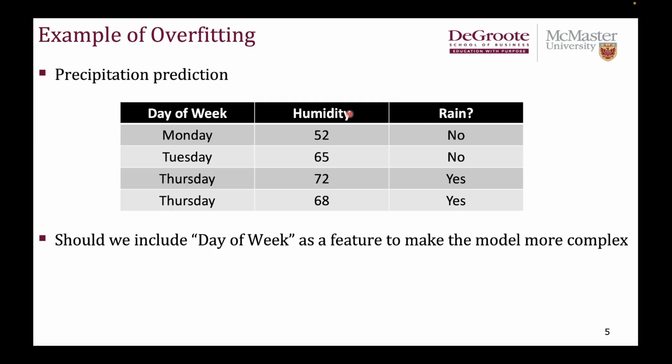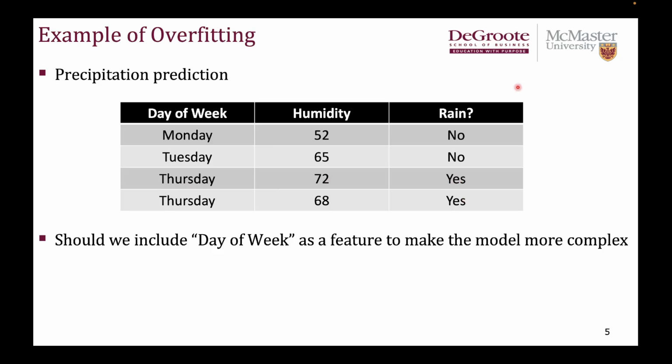However, if you decide to go for a more complex model, so for example, let's say you also want to use the day of the week. Is it a Monday or Tuesday or Thursday? Does that have some impact on the outcome? And you may have a problem, right? If you included one more feature for a prediction, it's more complex, right? But it may not serve you well, because if you look at the data, by chance, the 2 Thursdays actually have higher humidity, and it eventually rained on those 2 Thursdays, right?